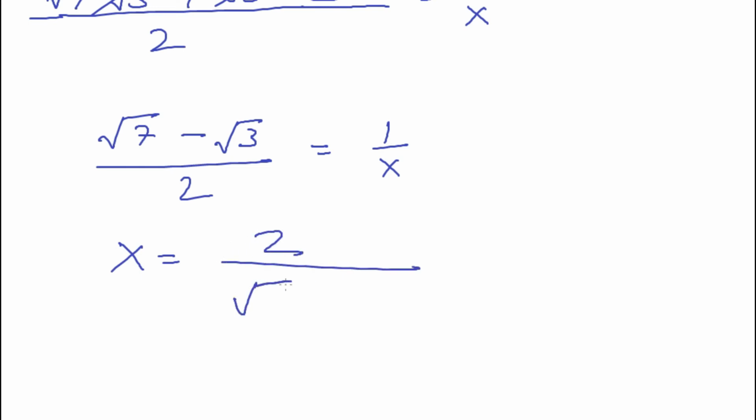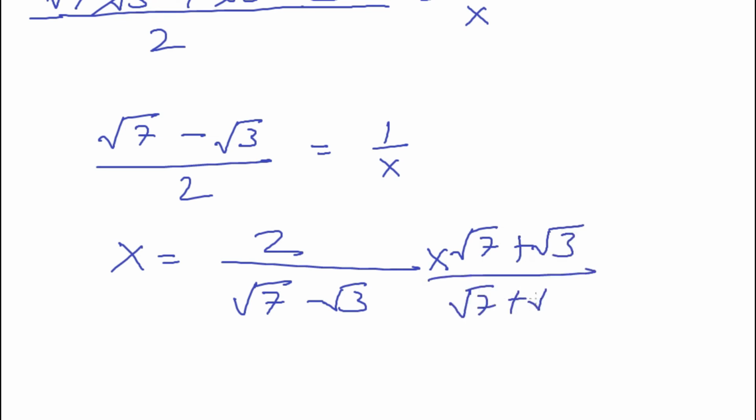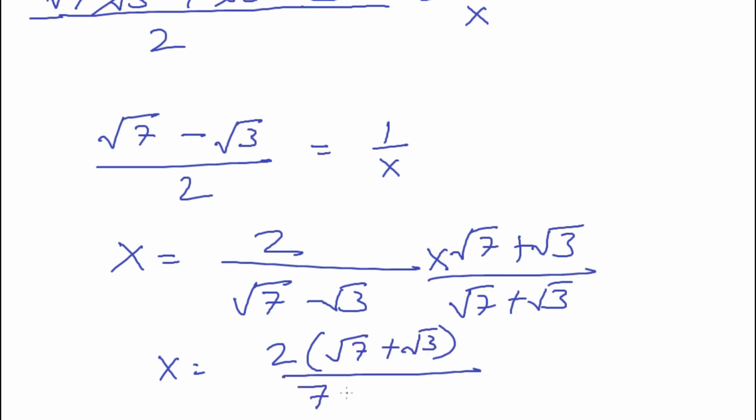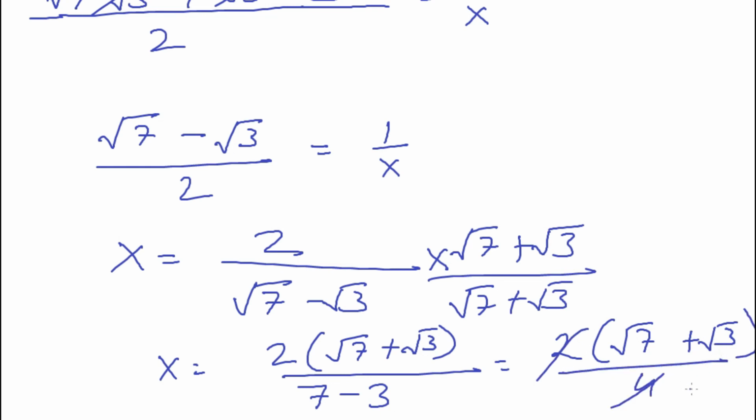So x equals 2 over root 7 minus root 3, but we want this part in the numerator, so we again rationalize, multiplying with the positive part, root 7 plus root 3. In the denominator we get 7 minus 3, because I am applying the a minus b, a plus b formula. So 7 minus 3 is just 4, so you will get 2 times root 7 plus root 3 divided by 4, and when we cancel out this we get root 7 plus root 3 by 2.